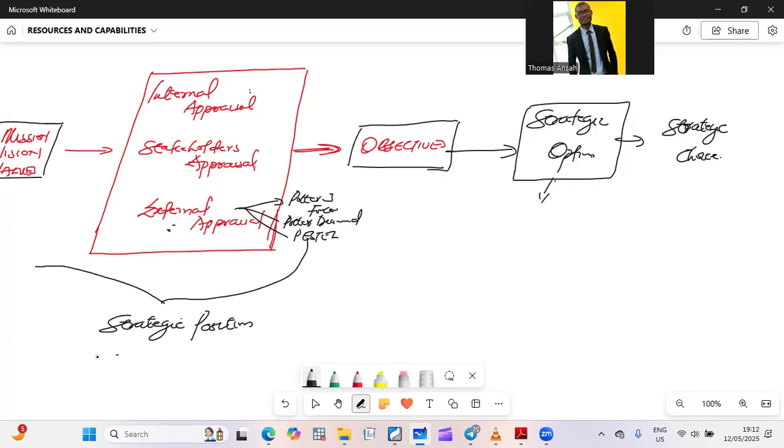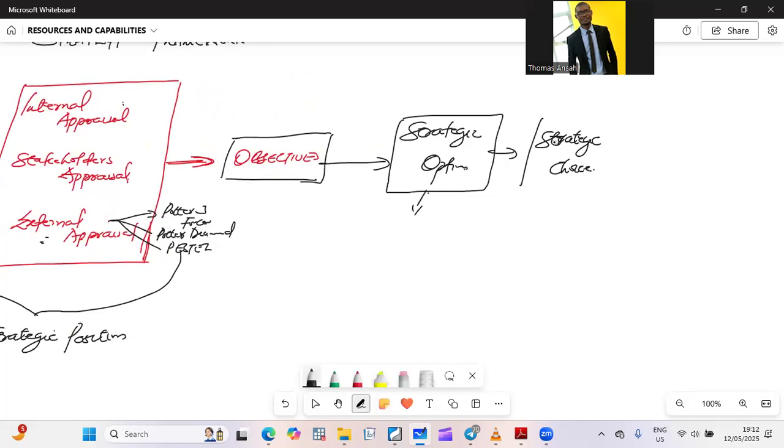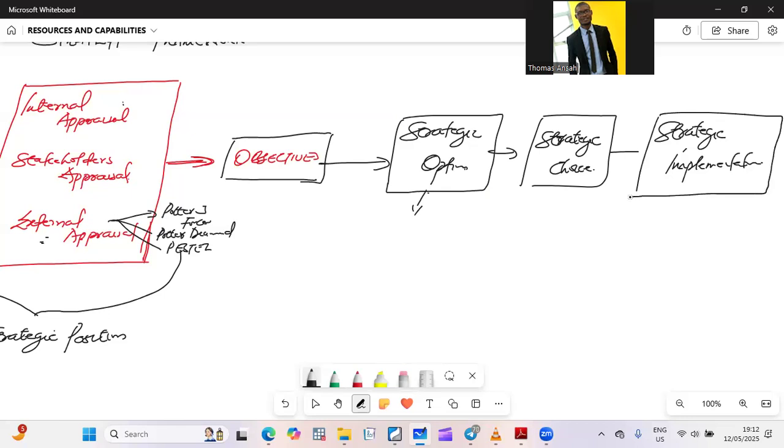All right. So you get your options, then you will select your option. You select your option, and immediately you select your option, you implement your option. That's what we call strategy in action or strategic action. All right. So we have strategy implementation. So this is what the syllabus is all about. All right. So yeah. So let's take this one.